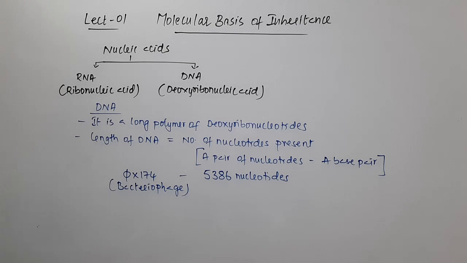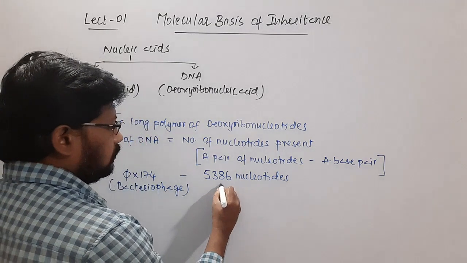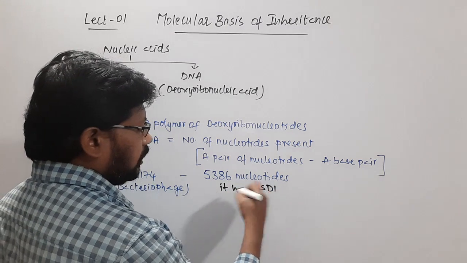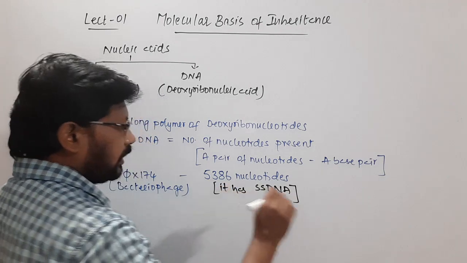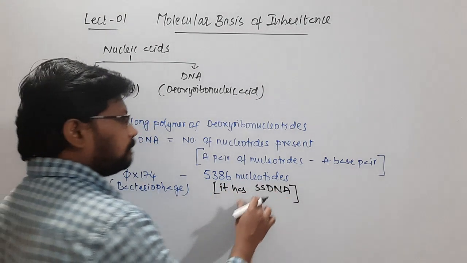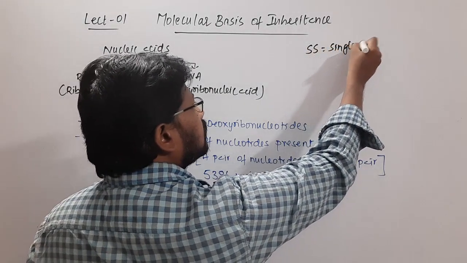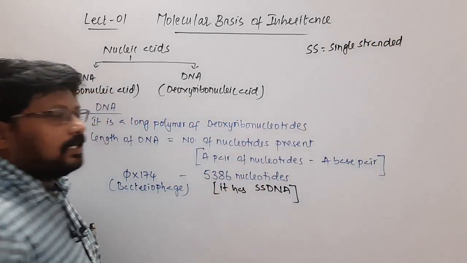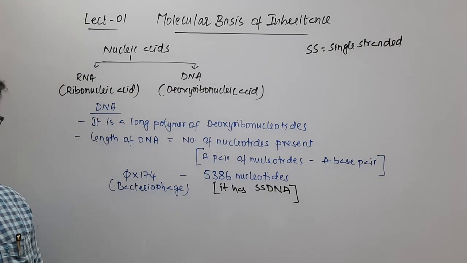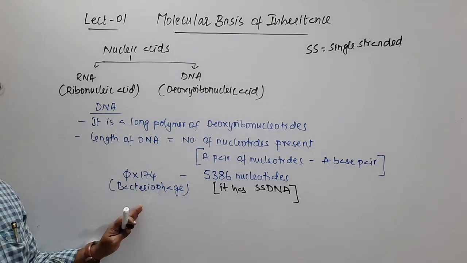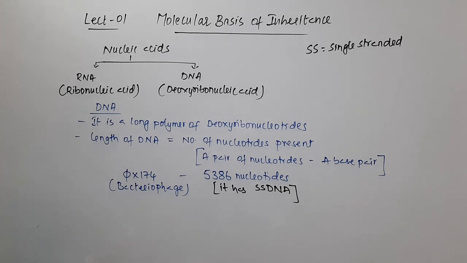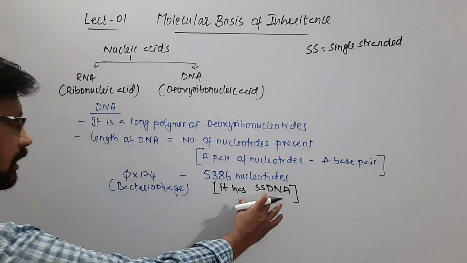This makes us understand that this one has single-stranded DNA, not RNA. It has a single-stranded DNA, right? SS stands for single stranded. Later we'll understand what is double strand and single strand. All those things will get clear as we proceed into the chapter. So the phi x174 bacteriophage has 5386 nucleotides, and this indicates that this bacteriophage has single-stranded DNA.